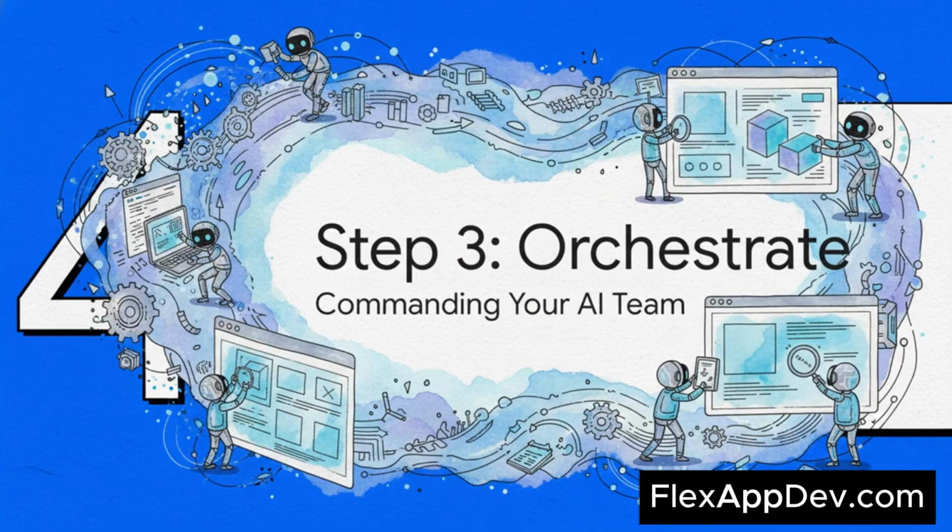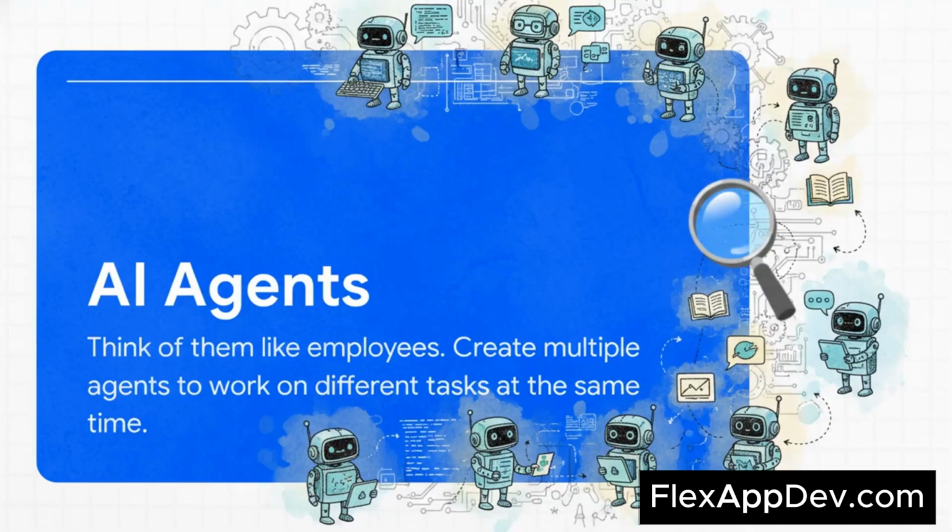Now for O, orchestrate. And believe me, this is where you start to feel like a superhero. You've framed the problem, you've defined the look. Now you get to command an entire team of AI agents to actually build the thing. The best way to think about these AI agents is not as a single tool, but as a team of employees. You can spin up multiple agents, give each one a specific job, and have them all working for you at the exact same time.